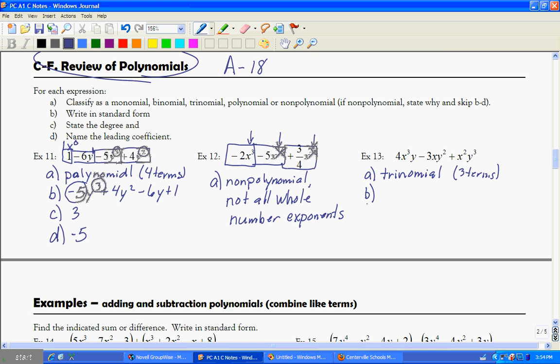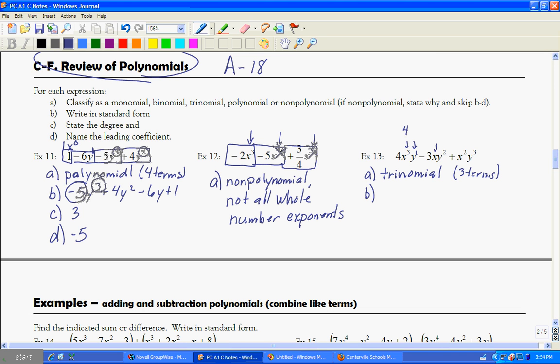Second question, write it in standard form. Well, we have to figure out what the degree of the terms are. Remember, the degree is the sum of the exponents on the variables. So if we look at our first term, we have an exponent of 3 on a variable, and this is y to the first. So the sum of those exponents gives us a degree of 4 for this term.